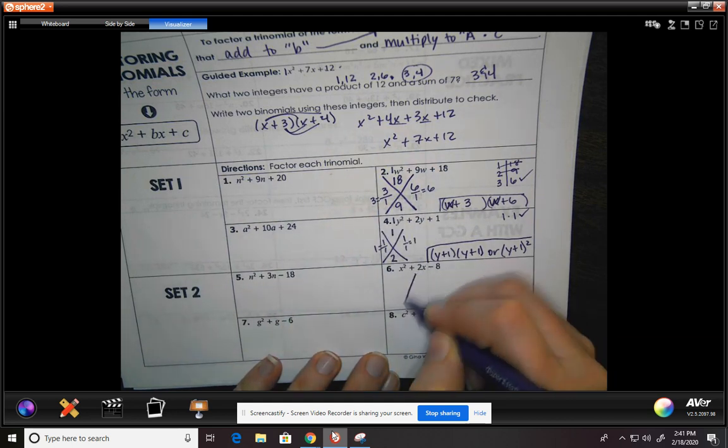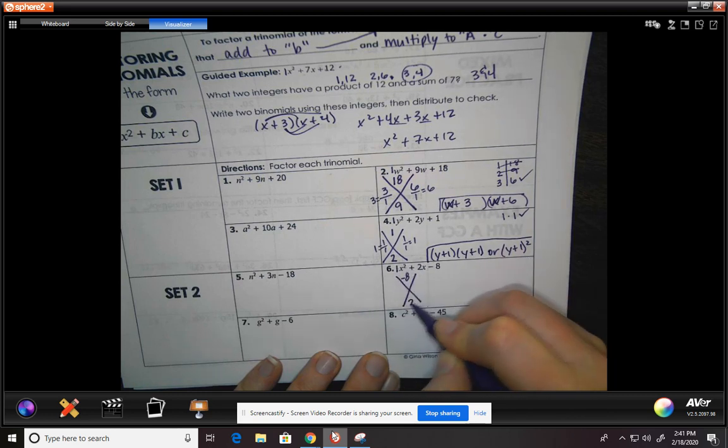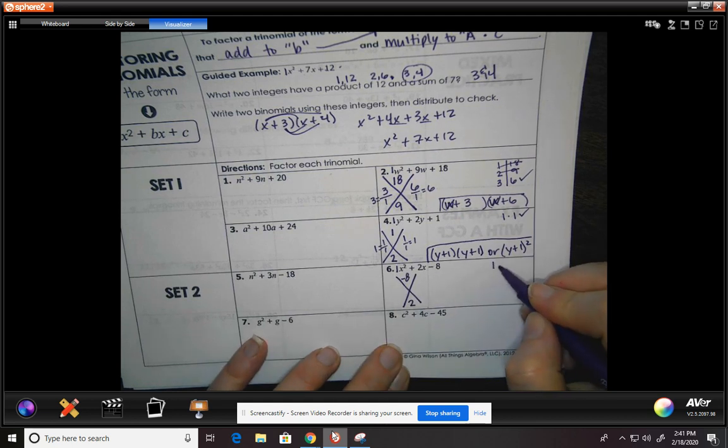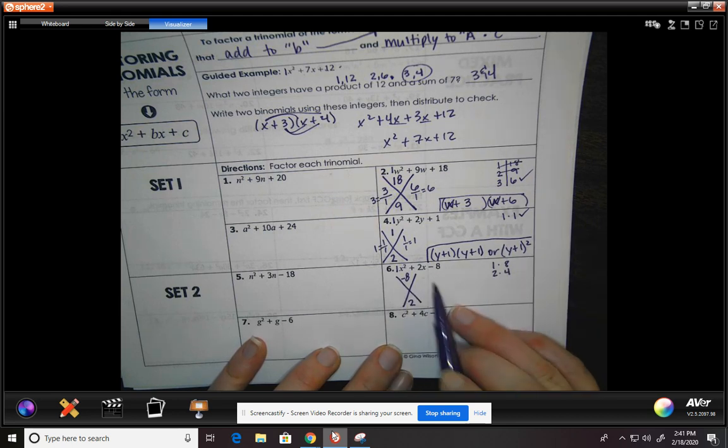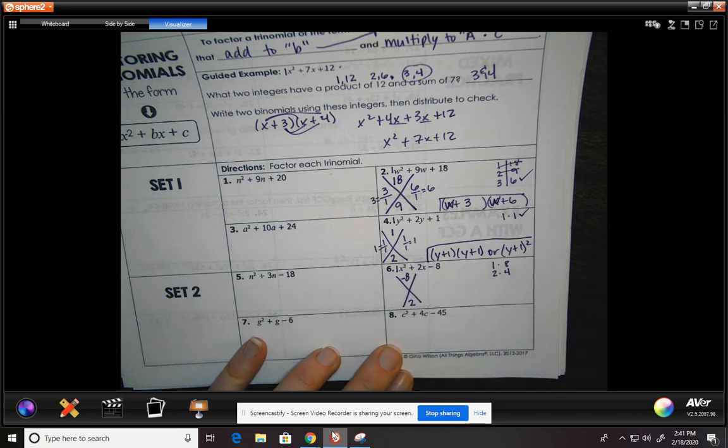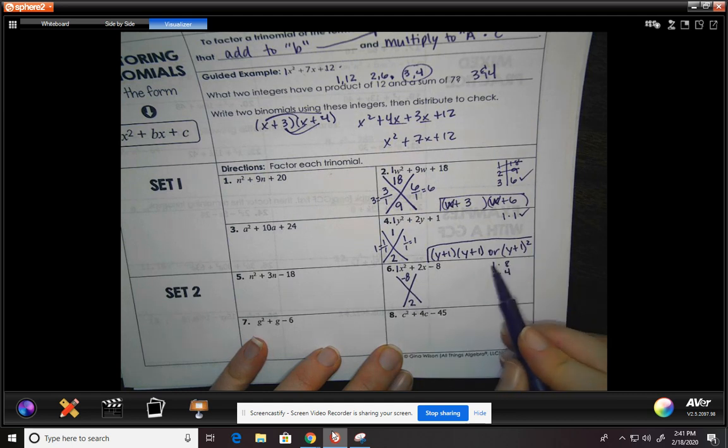So I'm going to draw my x. 1 times negative 8 is negative 8, and I bring down the 2, so I'm going to do multiples of 8. 1 times 8, 2 times 4. There's no more multiples of 8. So I need the one, now since you have different signs, you have to now ask that could add or subtract to 2. So if I have 1 and 8, if I add those, I get 9. If I subtract them, I get 7. So this one will not work.